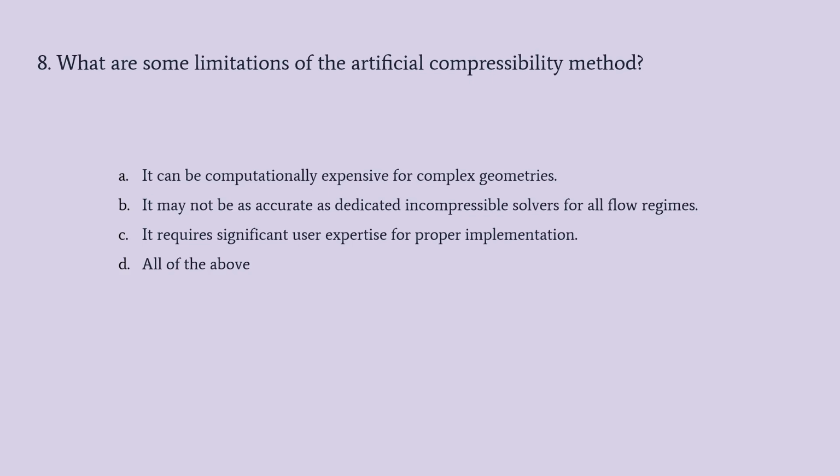Next question: what are some limitations of the artificial compressibility method? From the options listed below, which one is the limitation for artificial compressibility method? Option A, it can be computationally expensive for complex geometries. Option B, it may not be accurate as dedicated incompressible solver flow for all regimes. Option C, it requires significant user expertise for proper implementation. Option D, all of the above.